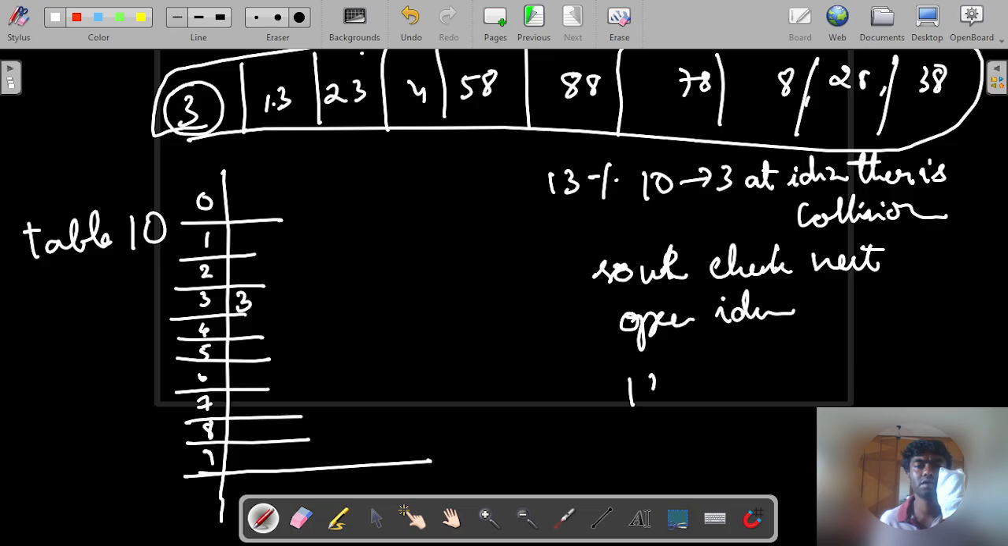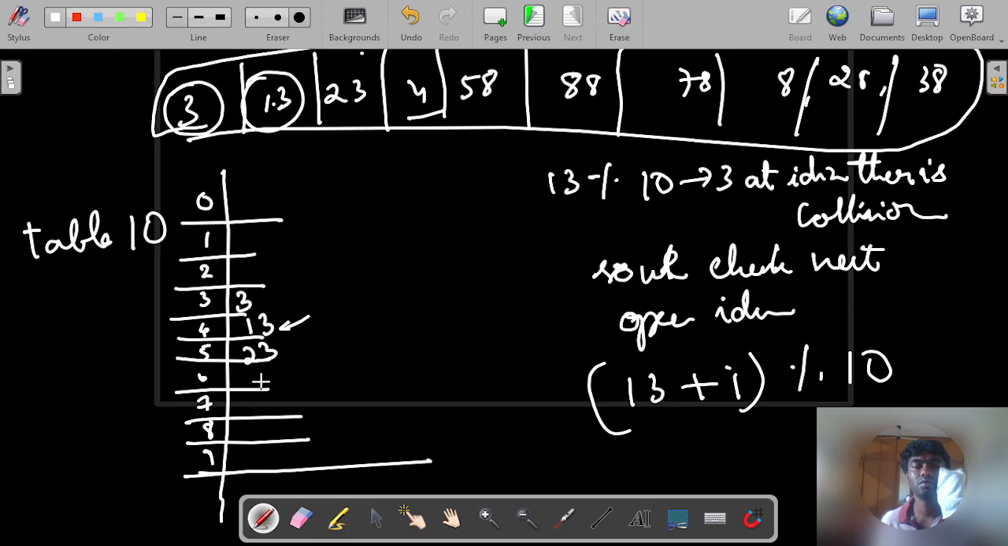So what we do is 13 plus 1 modulus of 10. So 13 plus 1, 14. So 13 can go here. Similarly, 23 is conflicting with the index 3 and also 4, so we move to the next open index. While 4 is seen, 4, which should have been here, is already occupied by 13, so we move to 5. Again, that's occupied, so we move to the next open index. So finding the next open index is what will happen.